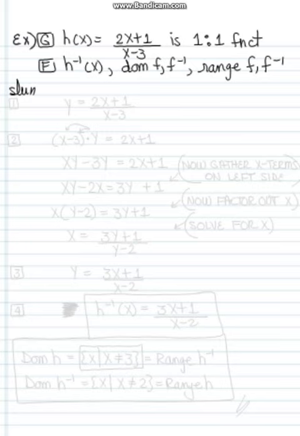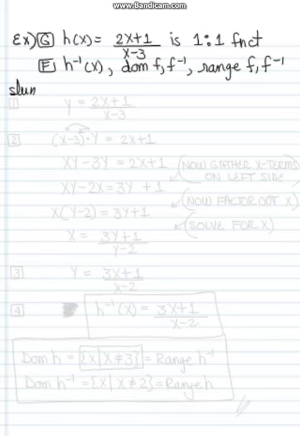Given h of x equals (2x plus 1) over (x minus 3), and being told that it's a one-to-one function so we don't have to verify it, find the inverse function h inverse of x, find the domains of both f and f inverse and the range of both f and f inverse. Okay, so they already told us it's a one-to-one function, so we do not need to verify it.